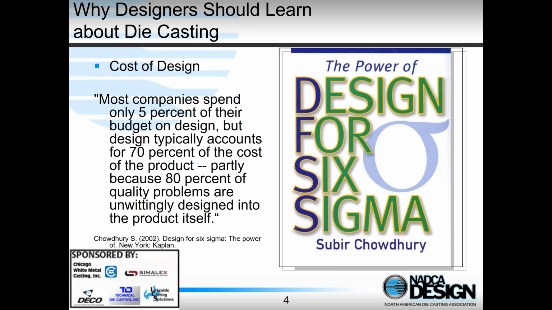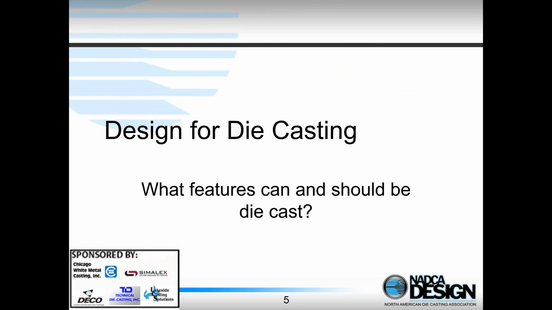And so what we're going to talk about today, because if you don't understand the process, then you're going to create designs that are not ideal for the die casting process. So the goal today, we're going to talk about some general broad stroke ideas. Again, they need to be developed more by discussing them with your local die casters. But we're going to talk about what makes a good die casting and what makes a bad die casting. So this is going to be the focus of today's webinar. How do we design for die casting? We're going to talk about what features can I die cast, and in fact, what features should I be die casting.